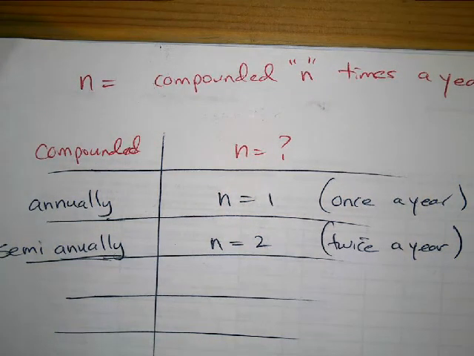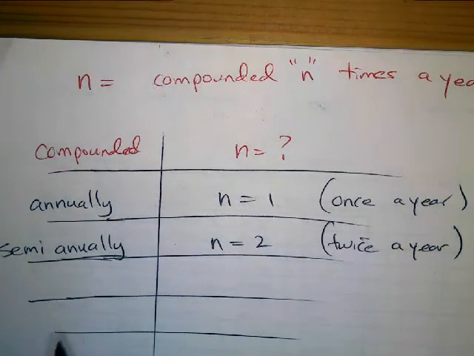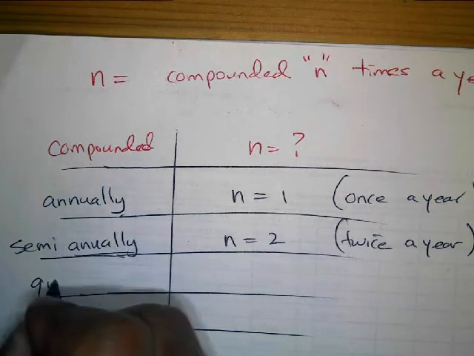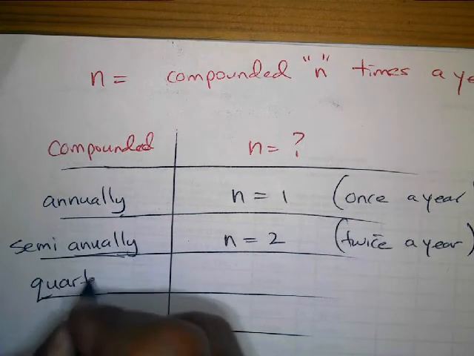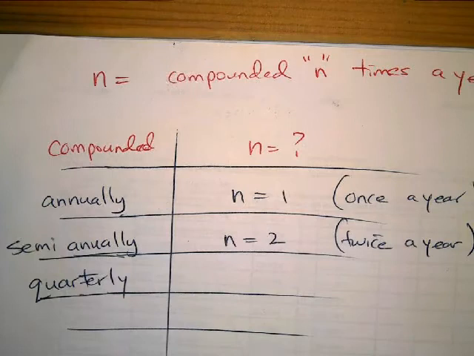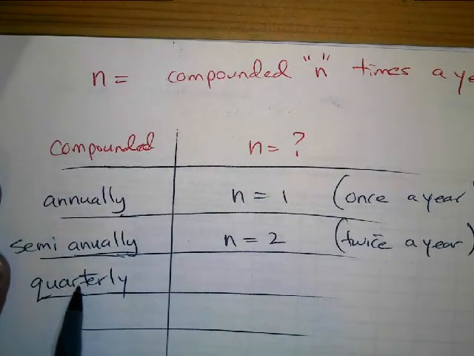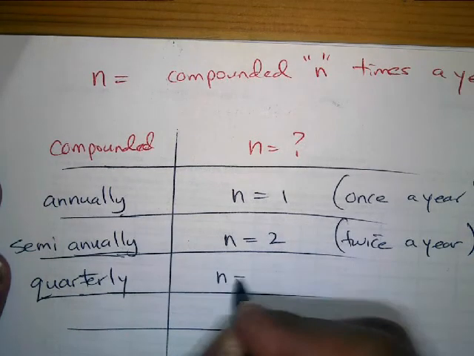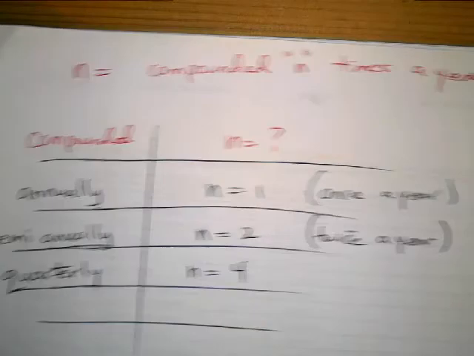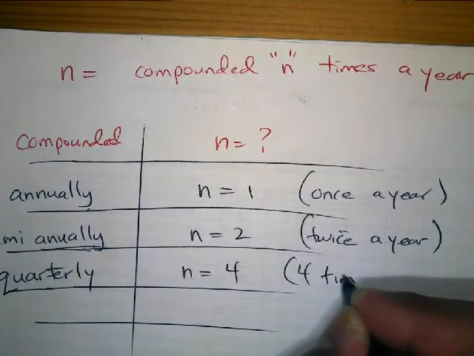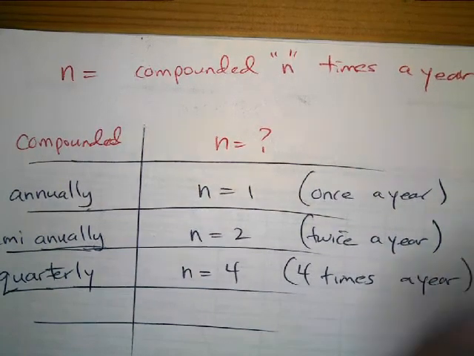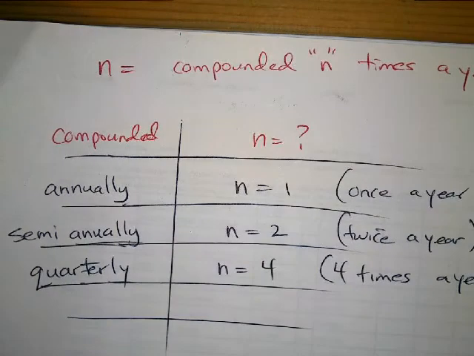Unless they directly tell you 3 times a year, 5 times a year, then that'll be the value of N. But here's another phrase that you'll hear. How about quarterly? How about if it says compounded quarterly? Well, quarterly is a quarter, right? How many quarters are in a dollar? A quarter is a fourth. Quarterly is a fourth. That means it's 4 times a year. So for the value of N, you're going to use 4.